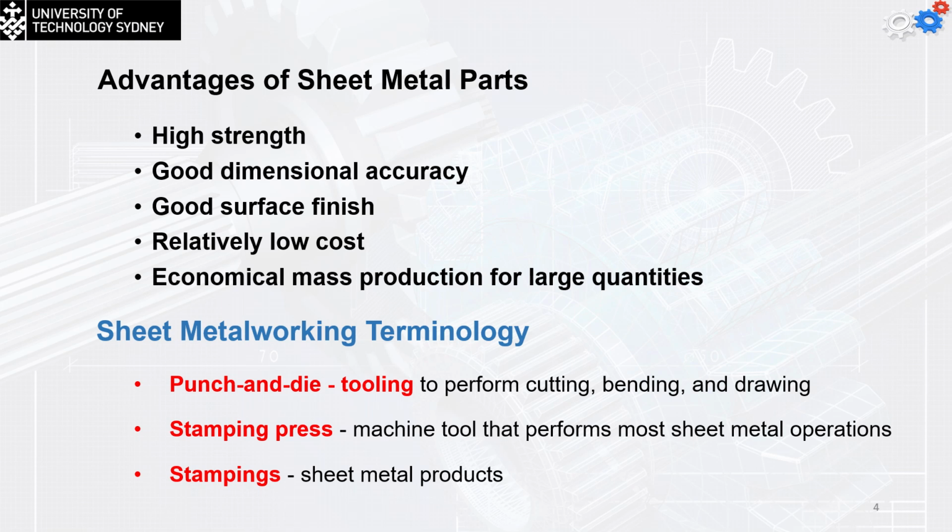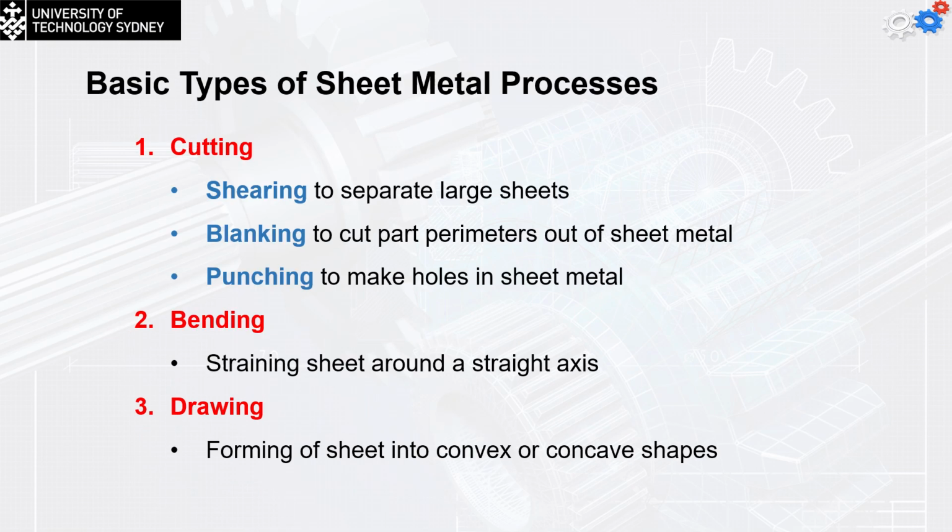The sheet metal working terminology is going to be using the punch and the die tooling to perform the cutting, the bending, and the drawing. Also, we can have the stamping press, which is a machine tool that performs most of the sheet metal operations in the industry. And we have the stamping, where the sheet metal products can be made by this process. And I'm going to send you some videos similar to that.